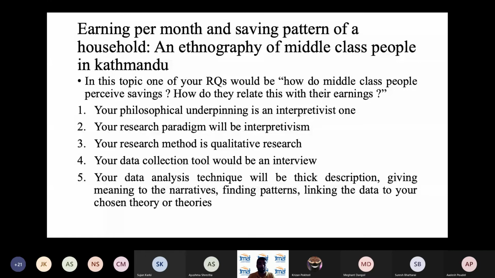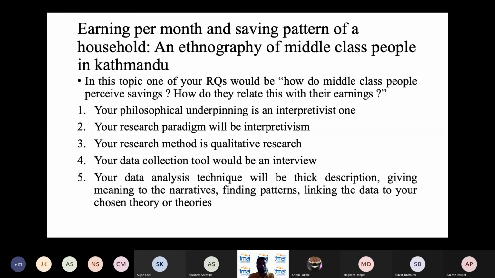So your philosophical underpinning is an interpretivist one, your research paradigm will be interpretivism, and your research method is qualitative research. Your data collection tool would be the interview, and your data analysis technique will be thick description, giving meaning to the narrative, finding patterns, linking the data to your chosen theory or theories. That is what you have to do.